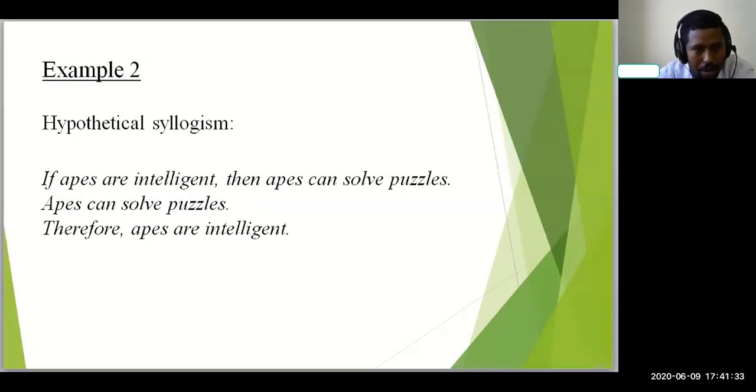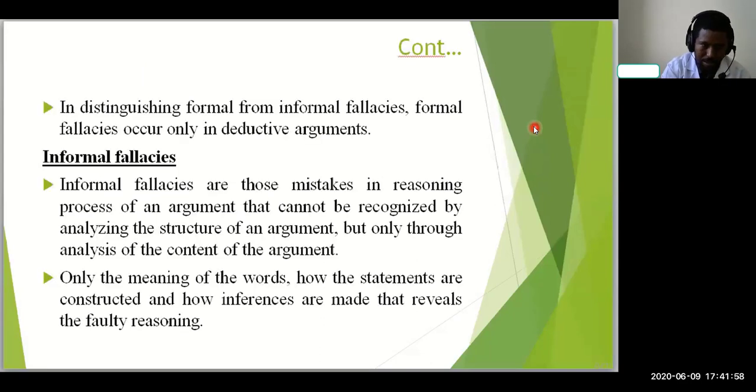Of course, in our next discussion, we will not look at the formal fallacies, because formal fallacies can be identified through mere inspection. Our discussion in this chapter, in general, is not about formal fallacies, but rather about informal fallacies. So let's see what informal fallacies are and their examples.